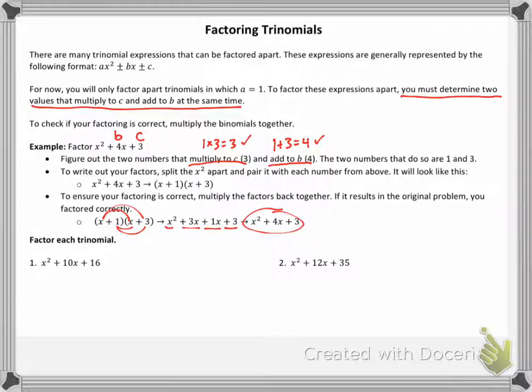We have x squared plus 10x plus 16. So again, the B is the number with the x. The C is your constant that has no x attached to it. So the goal of this problem is this. I want to figure out what multiplies to 16 and adds to 10.